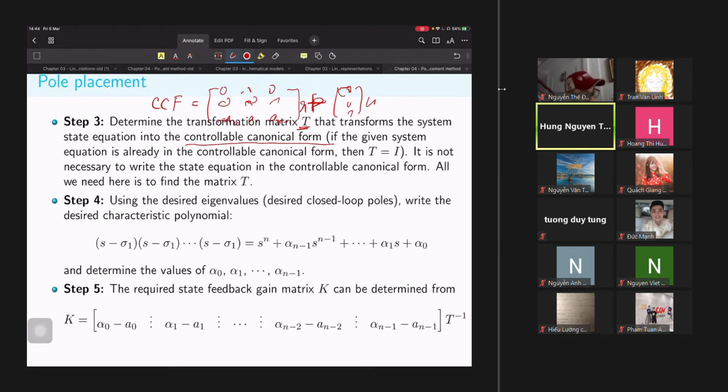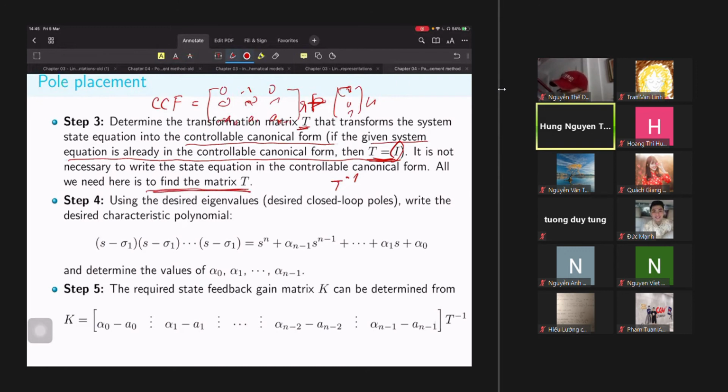So if the given system equation is already in the controllable canonical form, then we can see that T equals the unity matrix, meaning that we don't need to find it, because anything multiplied with the unity matrix is the same. So T or T minus 1 is the same. So all of this step is to find the matrix T.